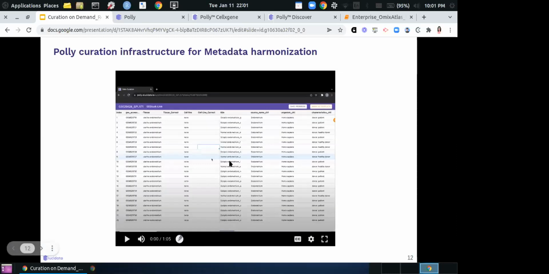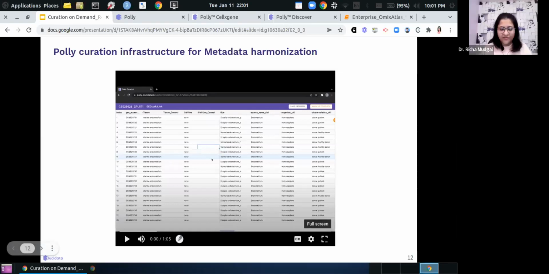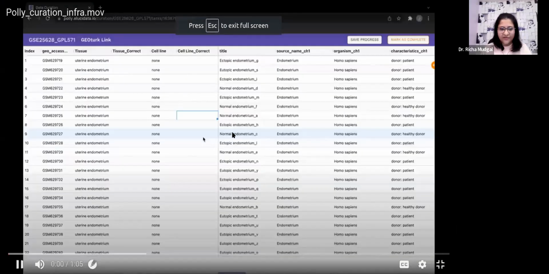Is the video playing for you? Richa, you might want to hit the arrow down on the left. There you go. The video is not playing for everybody. I'm sorry, I'm not able to see it. Yeah, it started playing.